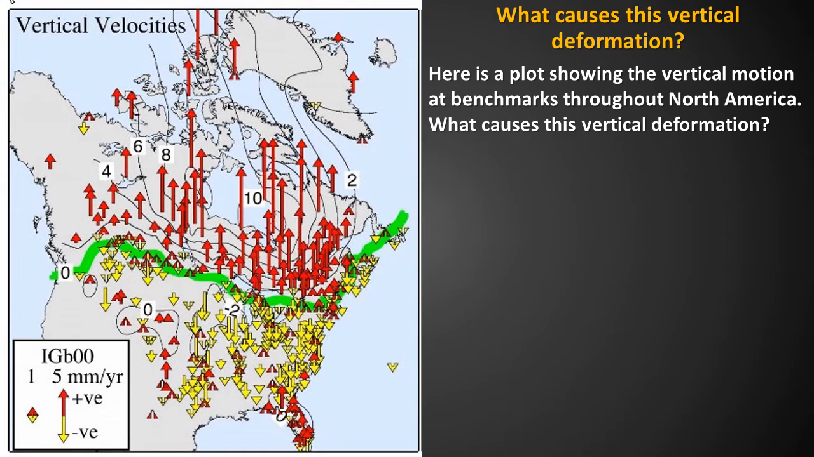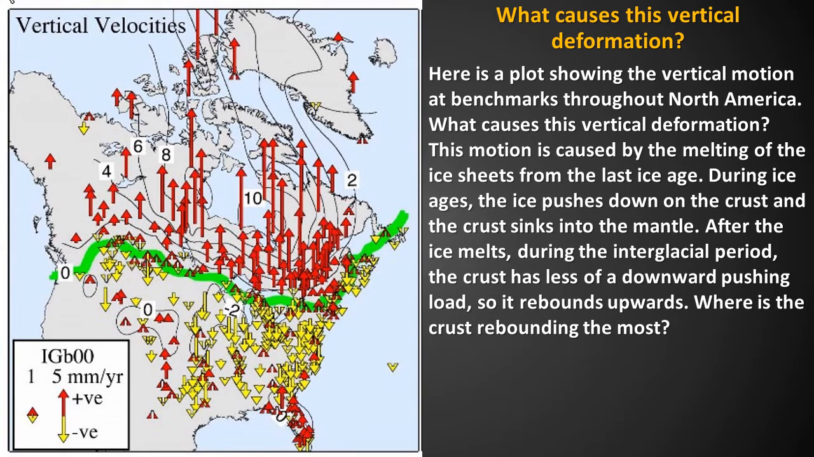Here is a plot showing the vertical motion at benchmarks throughout North America. What causes this vertical motion? This motion is caused by the melting of the ice sheets from the last ice age.